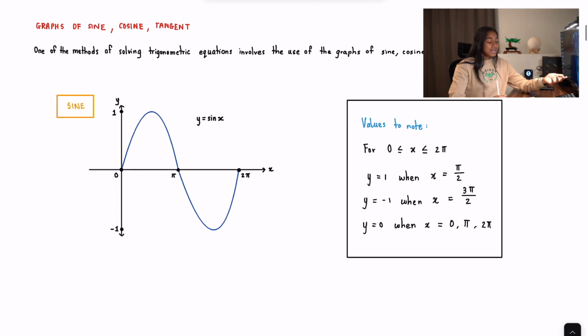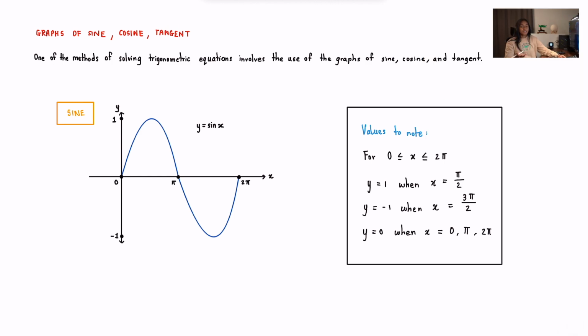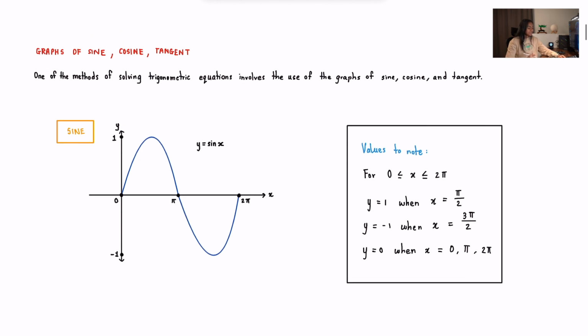A very, very important thing to understand a lot of concepts in math is the graphs of sine, cosine, and tangent. And these are also applicable to trigonometry. One of the methods of solving trig equations involves the use of these particular graphs. We're going to try to remember particular values to note. These values are going to help us quickly recall certain things and solve equations much faster than most people would be able to if they didn't know.